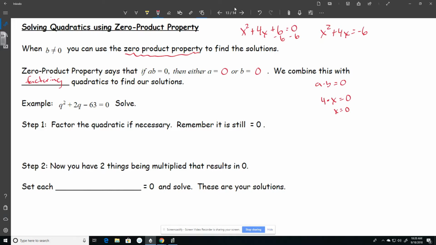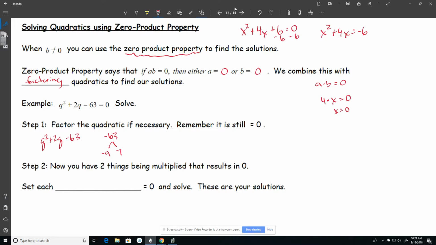Step 1, I have this q in the middle, so I can't just do the square root shortcut way. And I could graph it. That's one way to do it. The other way is to factor the quadratic. So I want to factor this part right here, q squared plus 2q minus 63. So I look for factors of negative 63 that add to 2. And let's get negative 9 and 7.